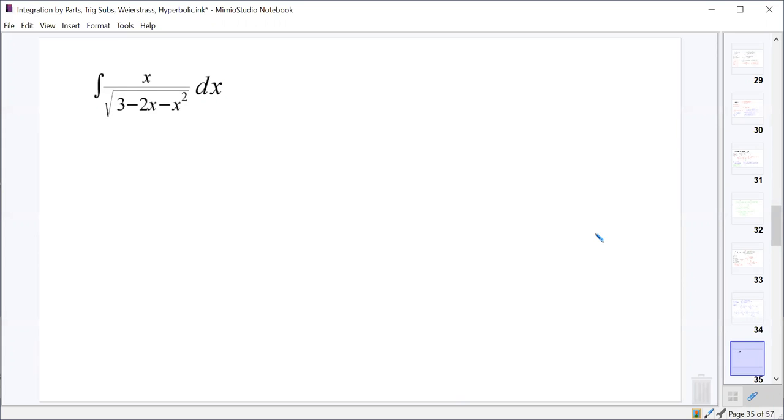It does factor to negative x plus 3 times x minus 1. But no, that's not going to help us. We don't want to, I mean, we do sort of want to factor it, but not exactly. We want it to look something like a squared minus x squared, or a squared minus like some u squared. Yeah, Alice, that's exactly right. We're going to complete the square with it. So let's do that.